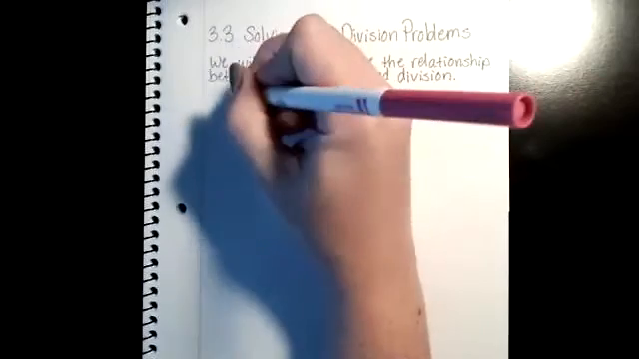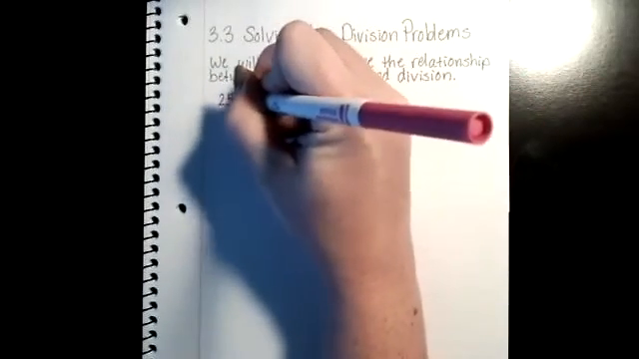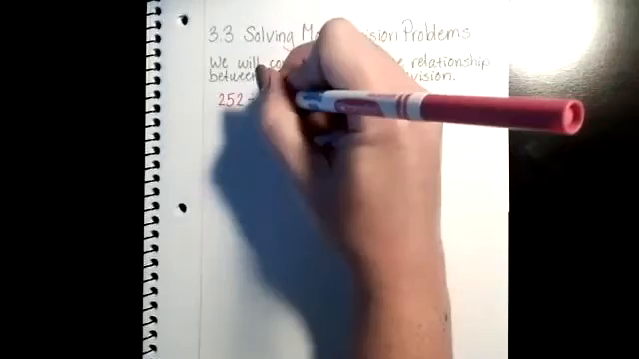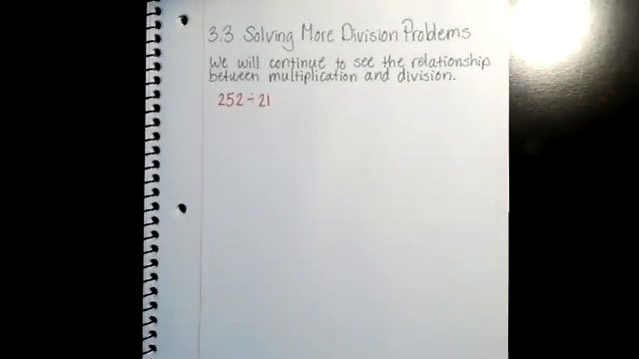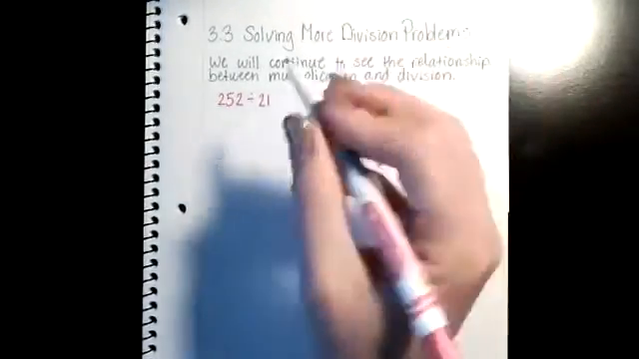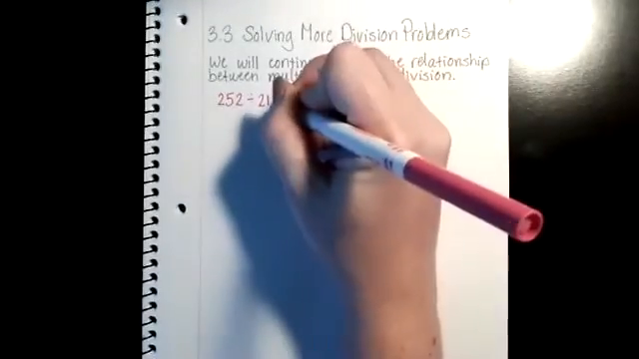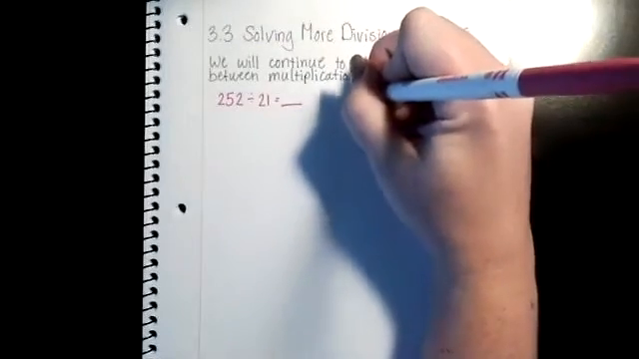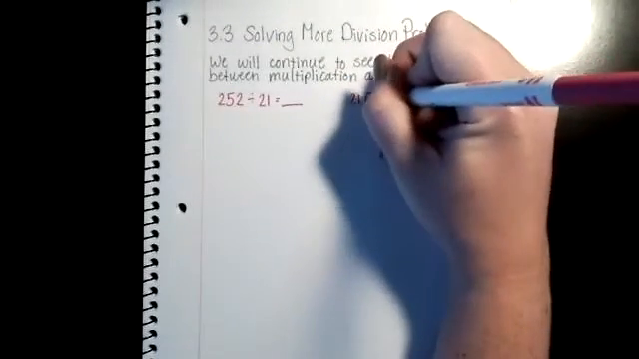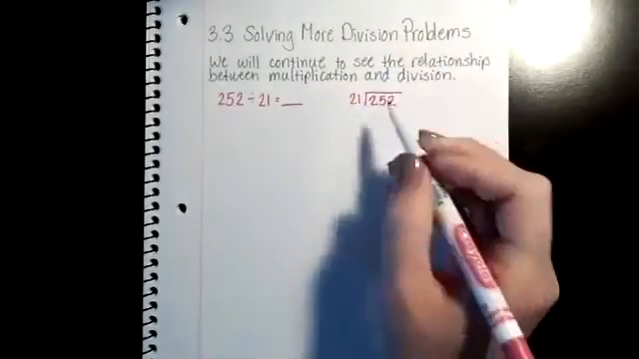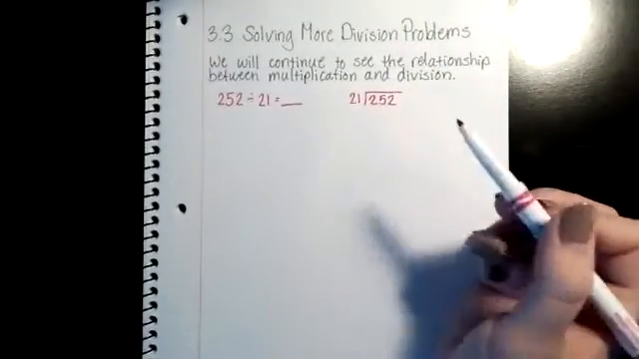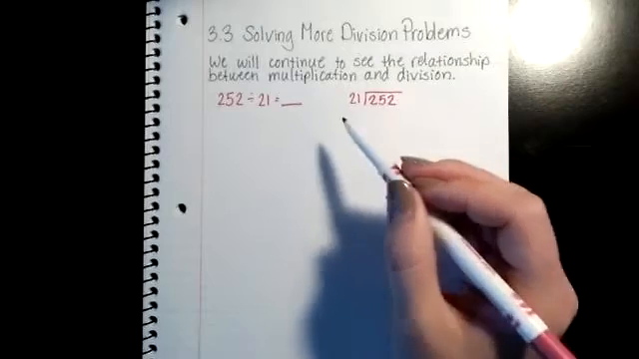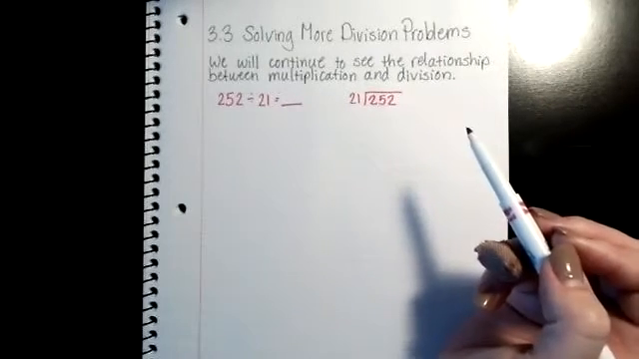All right, so our problem is going to be 252 divided by 21. We can do it this way, or we can do it like this. Some people might call this the division house. Lots of different names for it, but just two different ways of writing the same kind of division problem.